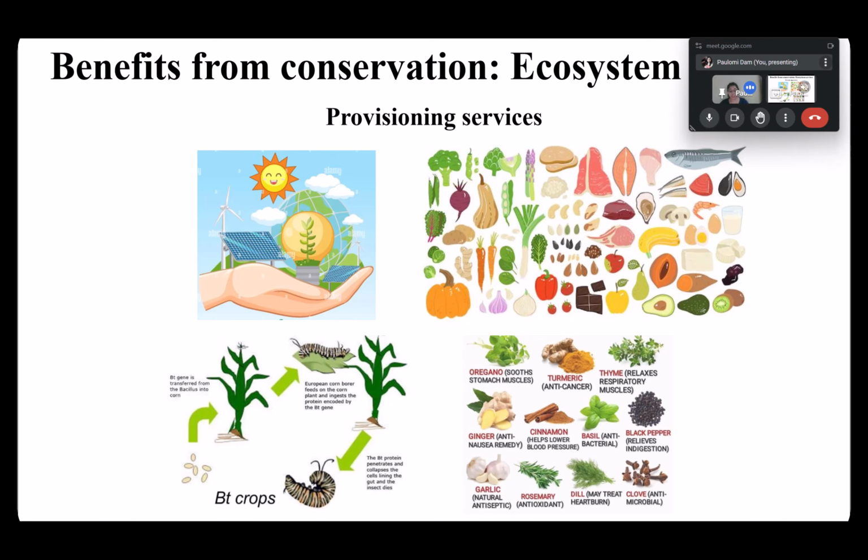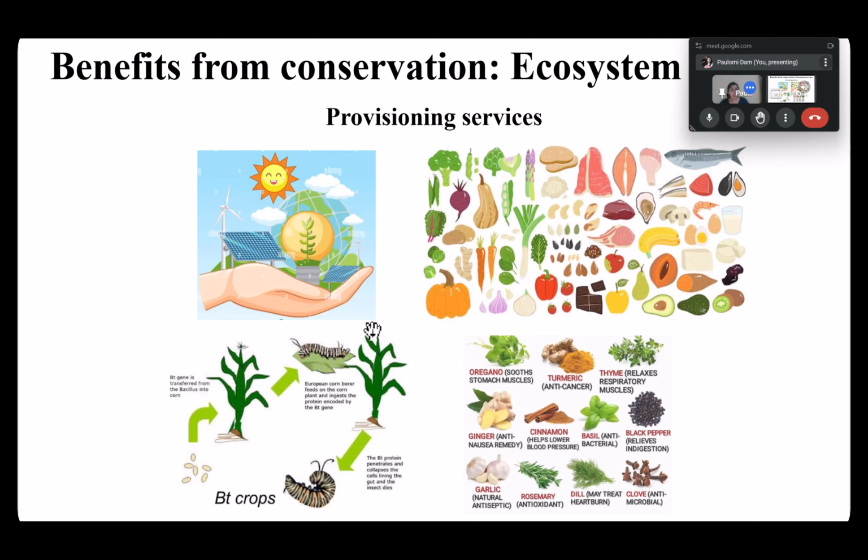Now, what are these provisioning services? These are direct products that you can get from the nature. What are they? First is food, right? So you can see you have many vegetables, many fruits, many different kinds of meats, many different kinds of processed food, for example milk, for example cheese. All these are from natural products and they are all found in nature, right? Then you have raw materials like timber, wood, or fuel. So all these are used for other purposes.